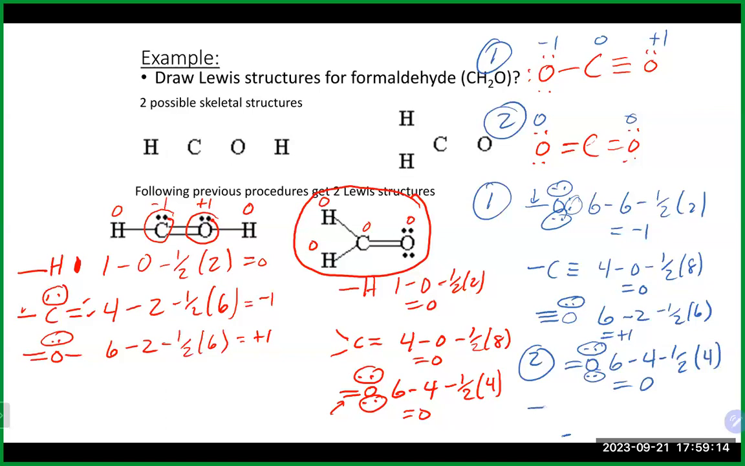And then we have our double bonded carbon, which would be 4 minus 0 non-bonding electrons minus 1 half of 8, which is 0. So the best structure here would be the double bonding. And that is what CO2 looks like.